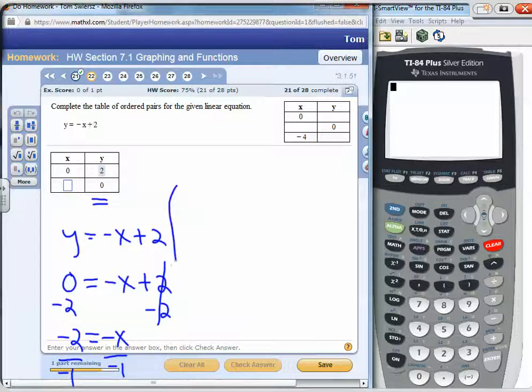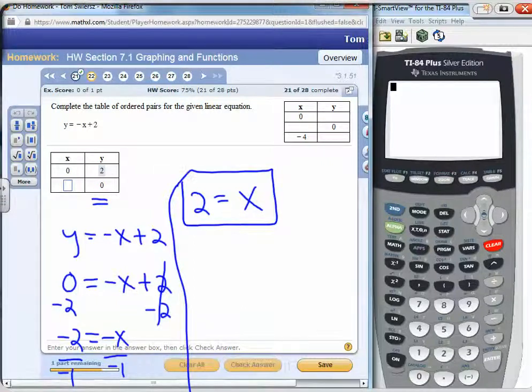Negative 2 divided by negative 1 is a positive 2. Negative x divided by negative 1, and negative divided by negative is a positive. X divided by 1 is simply x. Or you can think of it as multiplying by negative 1. Either way, now finally we solve for x. Positive x equals a positive 2, because a negative divided by a negative is a positive. Okay? So when y is 0, x is 2.